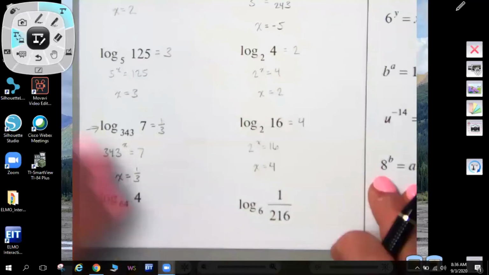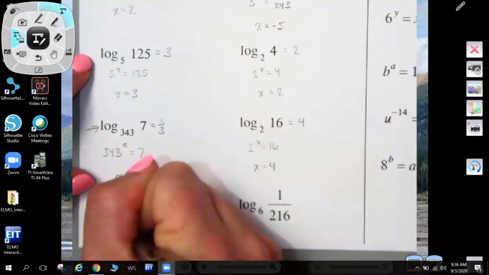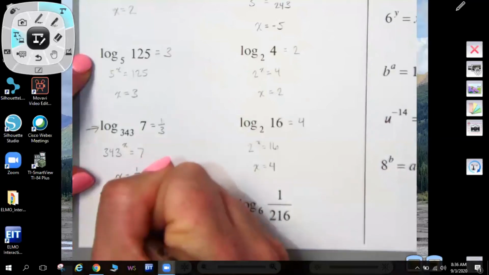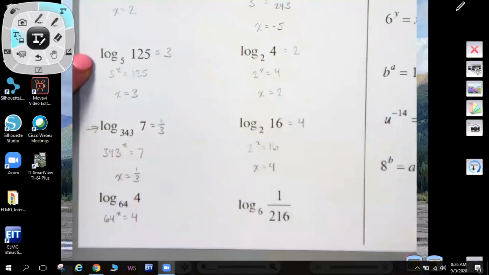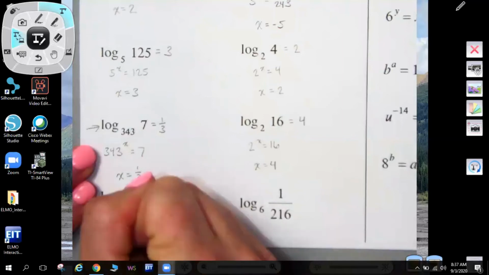Okay, log base 64 of 4. This is asking 64 to what power equals 4. So this is one of the ones where we have a whole number and we're raising it to a power and we end up with a smaller whole number, just like the one above it. So your exponent should be a fraction. What did you guys get? 1/3.